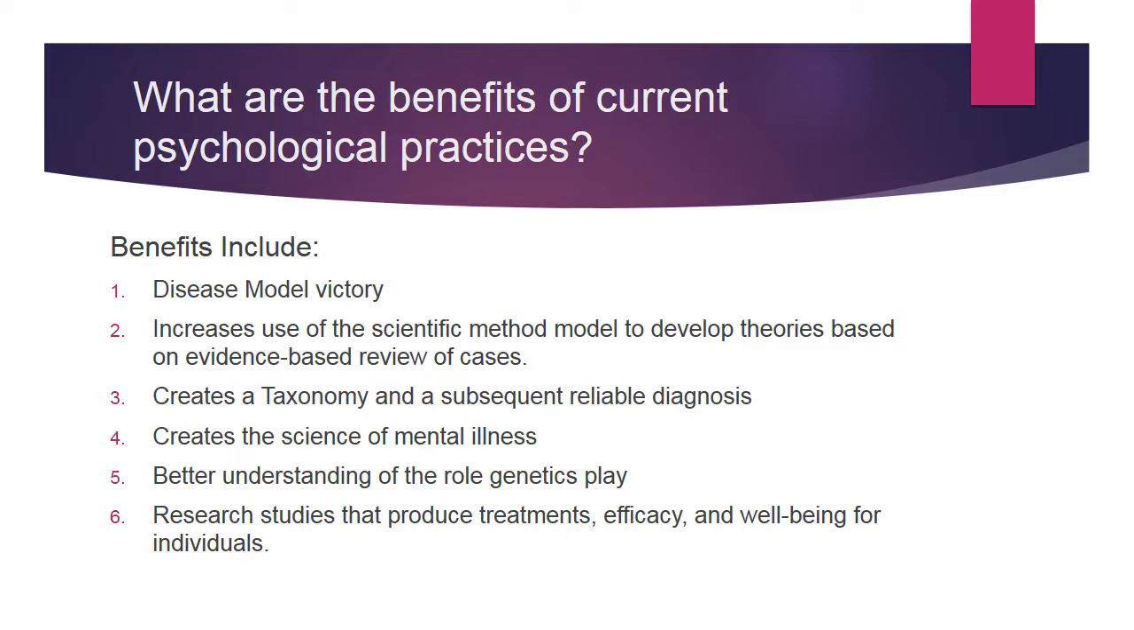It also allows us to see that genetics play a role. Parents of same-sex children, so dad and son, have a higher chance of alcoholism or addiction issues than mom and son. So we begin to understand a little bit of the genetics, and then research studies that produce treatments, efficacy, and well-being for individuals. So we have a wonderful healthcare system where mental health is available for all, and everyone can go find a great therapist without the stigma, right? Well, of course I'm wrong.